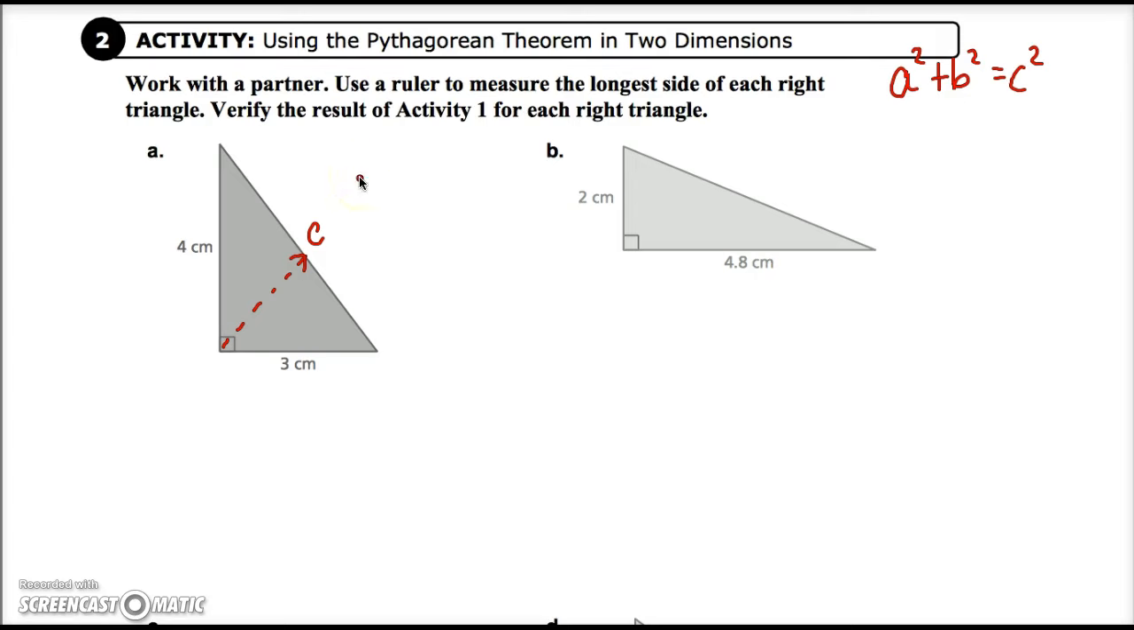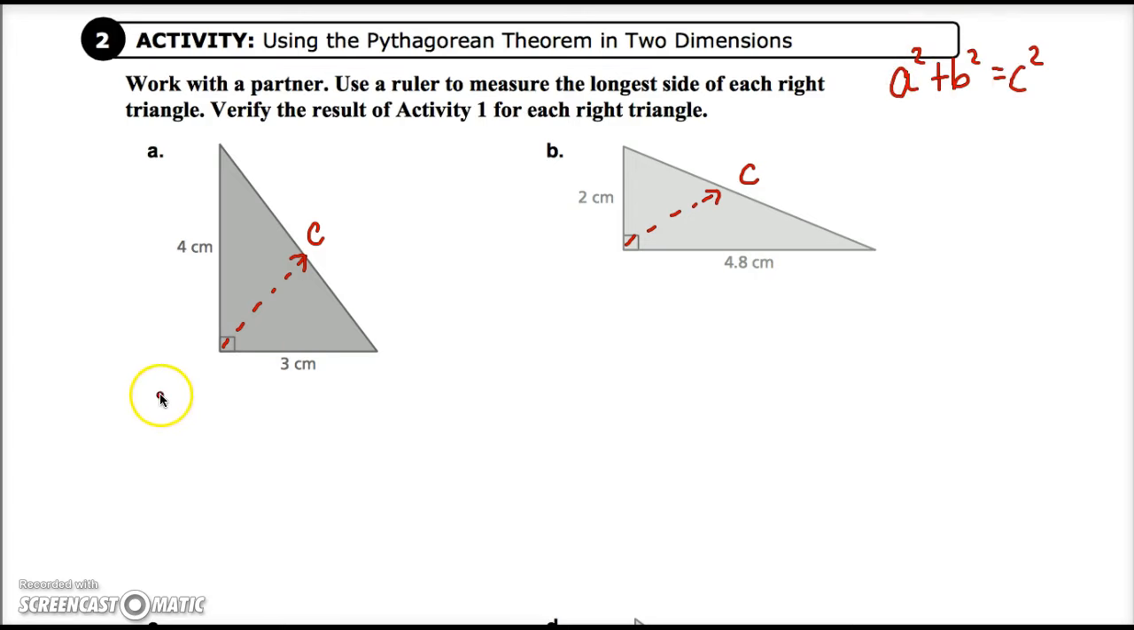So I'm going to go through and I'm just going to label these C, opposite the right angle, and then I'm going to use this formula and actually plug in the numbers and figure out what C would have to be. Now, as long as you know which side C is, A and B don't matter. Okay, I could make this side A and this side B, or I could make this side A and that side B. It doesn't matter. So I just start plugging numbers into my formula.